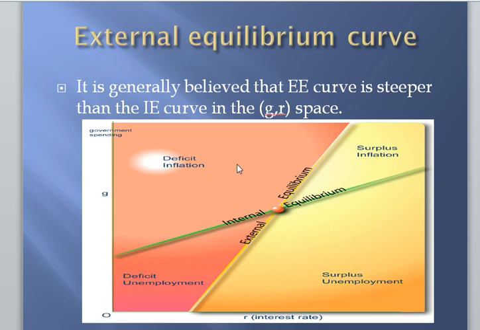If we mark these 4 areas as zones 1, 2, 3, 4: the first zone is deficit unemployment, the second zone is surplus unemployment, the third one is surplus inflation and the fourth is deficit inflation. These are the 4 circumstances of the economy if it doesn't attain both balances.